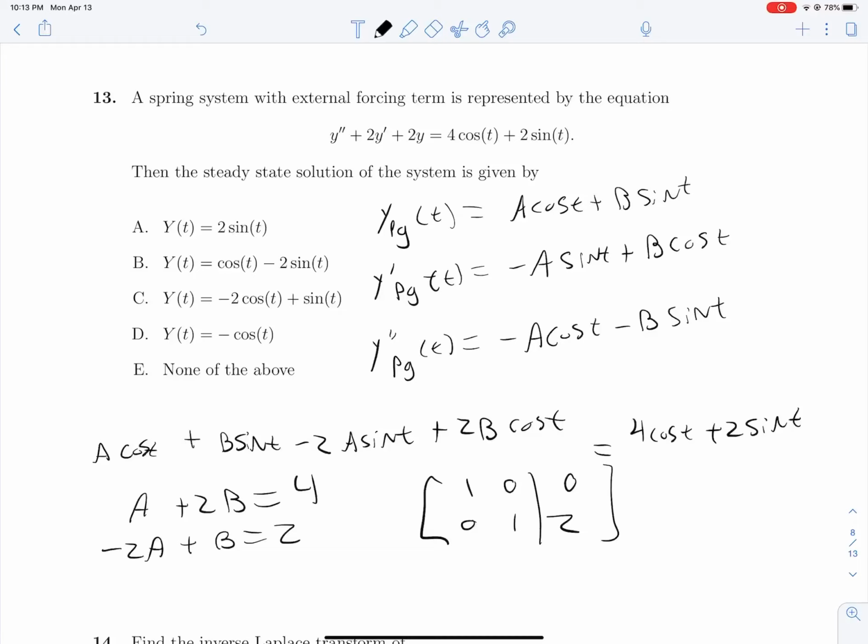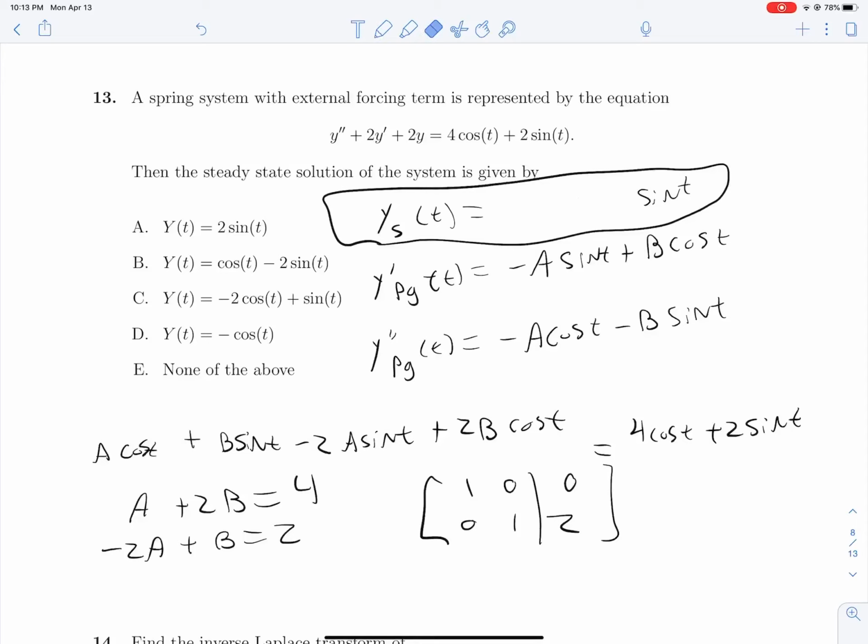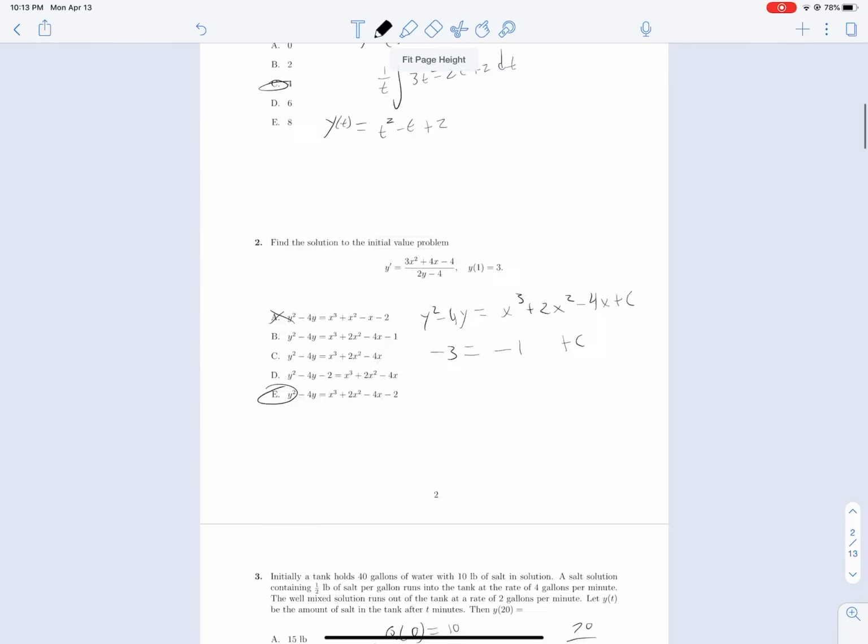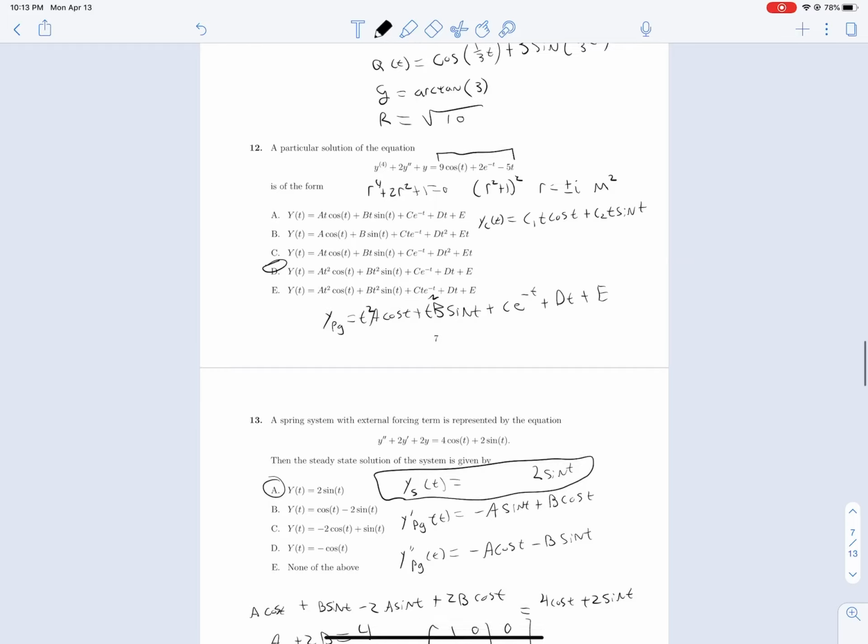So we see that going back up to this, well, it's really our ys, or whatever we want to call it, our steady state solution. Our a is equal to 0, and our b is equal to 2. So 2 sine t, a for question 13, is our solution.